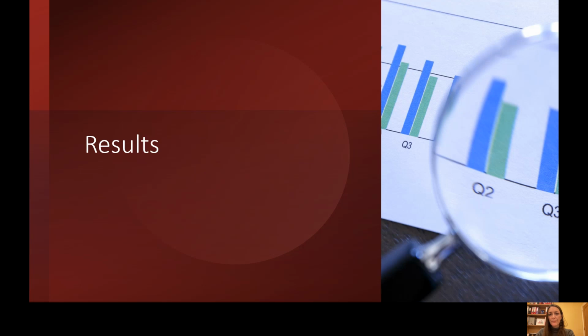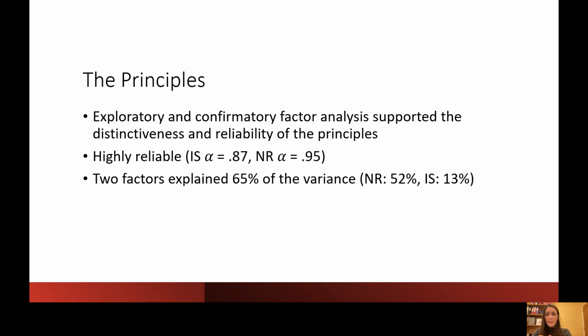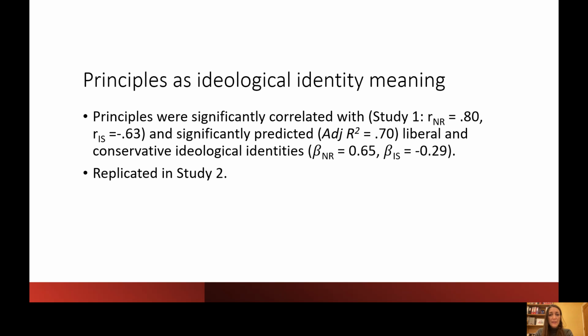So the results. Now, exploratory and confirmatory factor analysis supported the validity and reliability of the principles, and that they are distinct. Now, the dominance of national reverence that you see here in its explanatory power, this 52%, you'll notice continues throughout these analyses. Although individual support was significant throughout, it is national reverence that for both the left and the right drew the strongest support in opposition. And these measures were highly and significantly correlated with ideological identification, indicating that they can be regarded as reflections of identity meaning.